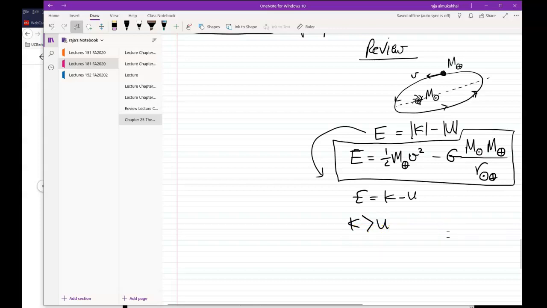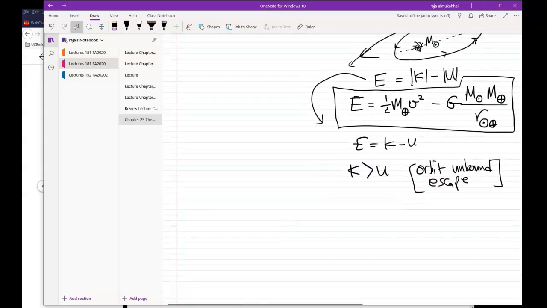The Earth is going to escape from the gravitational pull of the Sun. It's going to go like that, and it's just going to go into space. In other words, it will not be in a bound orbit. So here the orbit is unbound. They're going to escape the gravitational pull. That's the meaning of when the kinetic is greater than the potential.